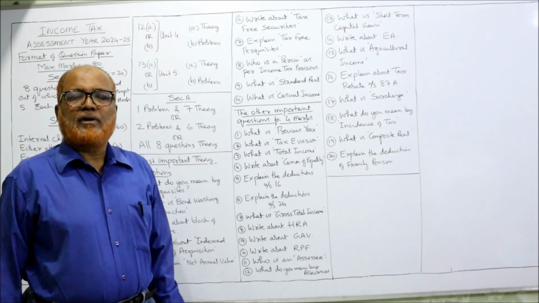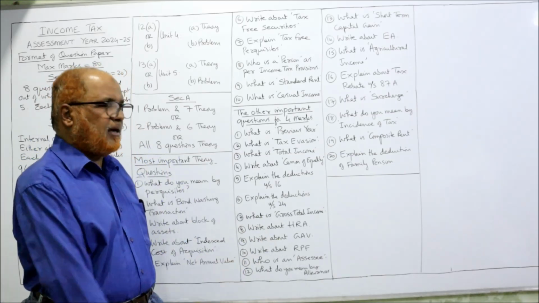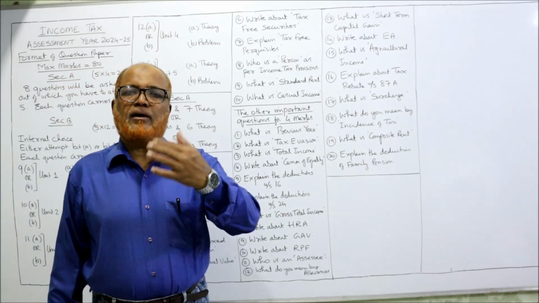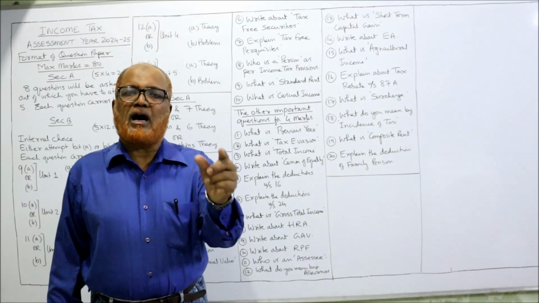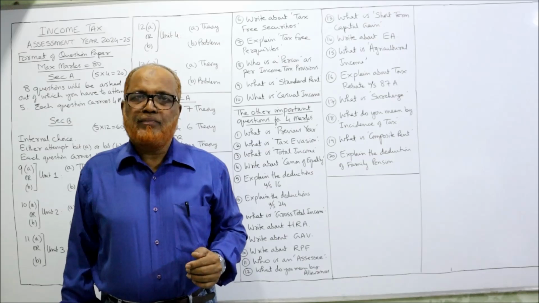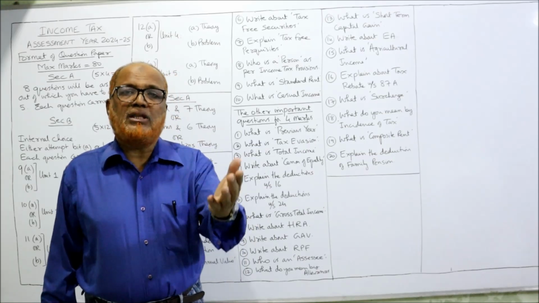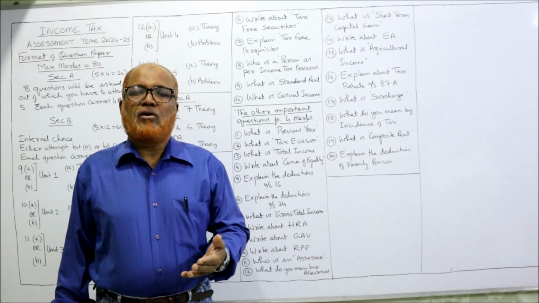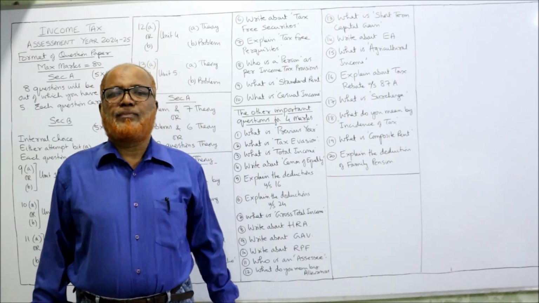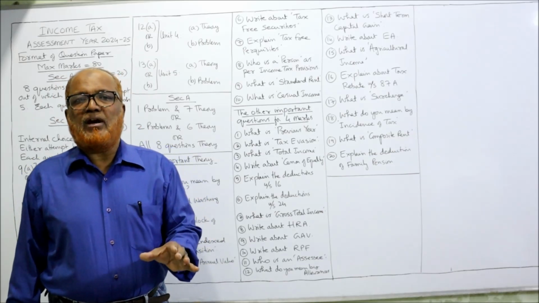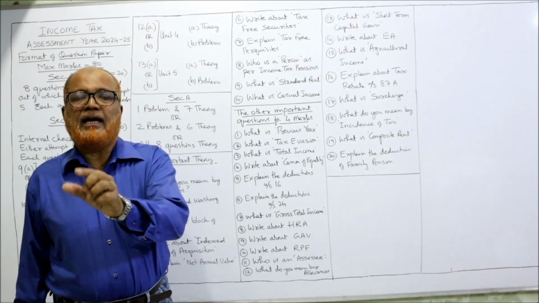Write about house rent allowance, HRA. Sometimes an allowance will be given by the employer to the employee for meeting the house rent. It may happen the employee is living in a rented house. The rent paid is a burden on the part of the employee. So employer will give separate allowance called house rent allowance. When house rent allowance is received, exemption is given under section 10(13)(a).